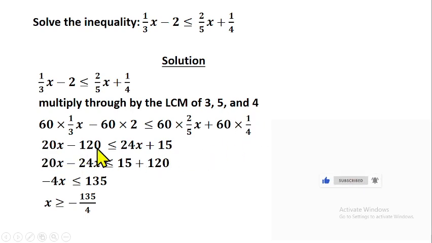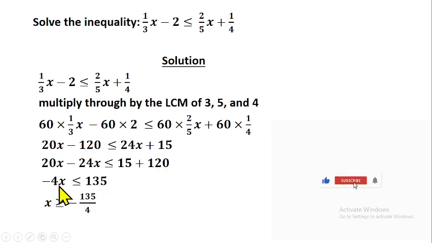So you can see that the fractions are now cleared. There's nothing like a fraction again, and from here the work will be easier for us. From there, what do we do? You can collect like terms. This comes here and this one goes to this side. So you have 20x minus 24x less than or equals to 15. This one comes here, becomes plus 120. So 20x minus 24x will give us minus 4x less than or equals to 15 plus 120, which will give us 135.